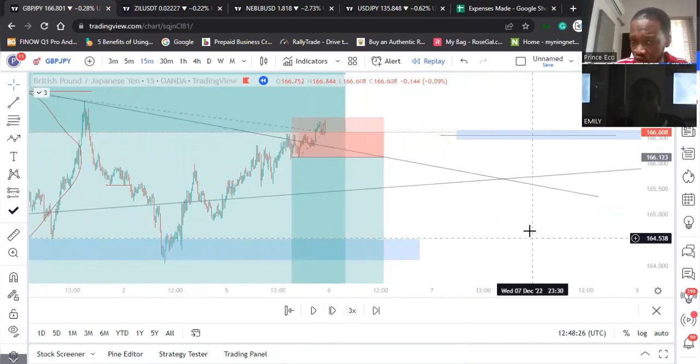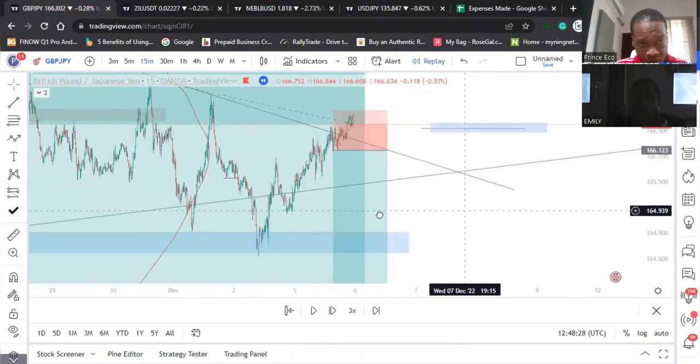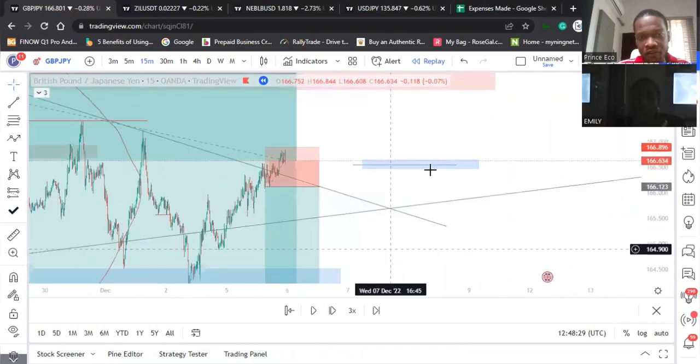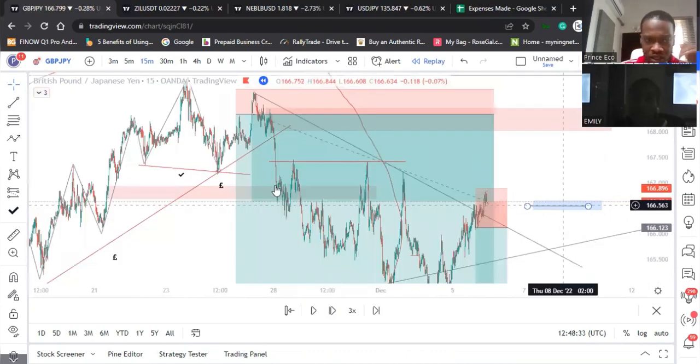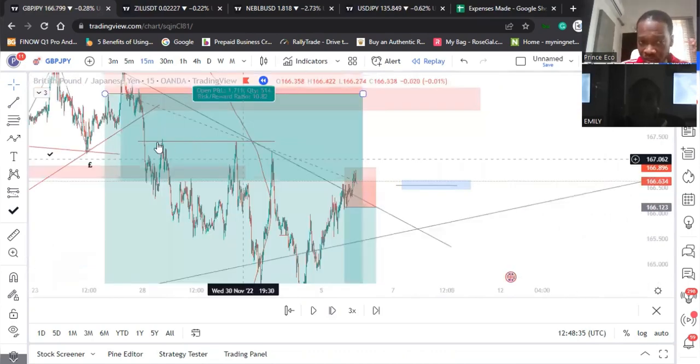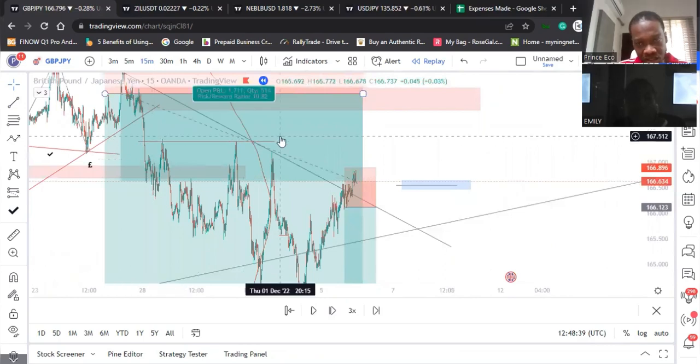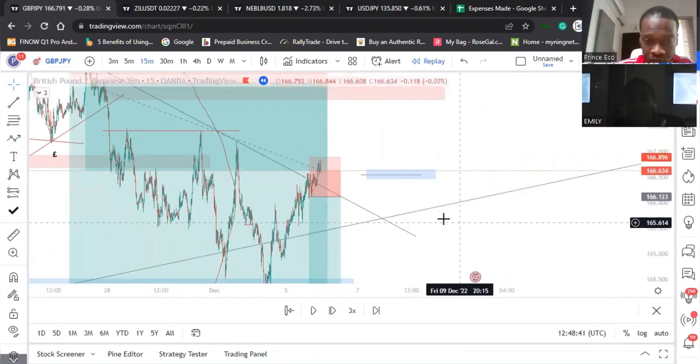Now I'm using a very, very small lot size. Remember, because I know that I have a trade running, and most likely, the market might want to sweep out this liquidity. I told you, wherever there's liquidity is where the market will want to go to. But let's see how it goes.